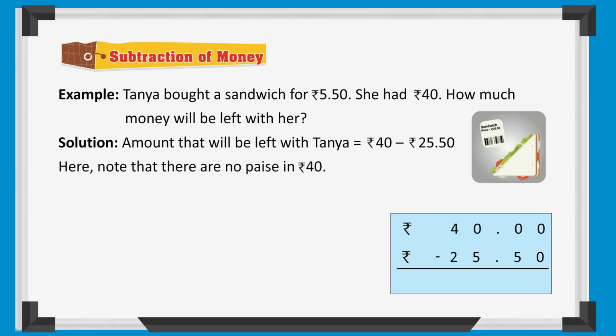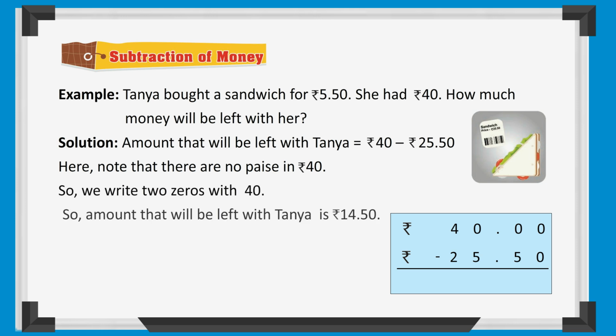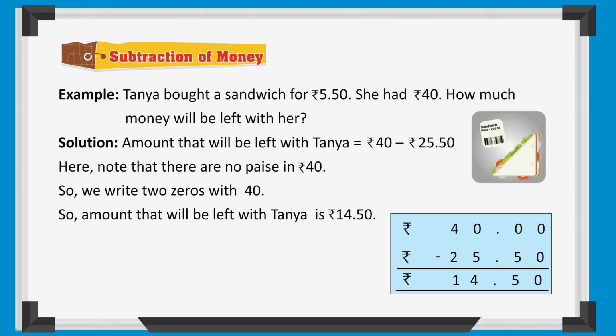Here, note that there are no paise in 40 rupees. So we write 2 zeros with 40. So amount that will be left with Tanya is 14 rupees and 50 paise.